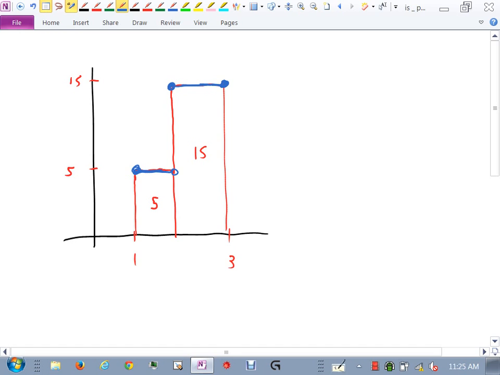Okay, everyone agree that the area under this is 5? The area under this is 15. The total area is 20, and then you divide by the length, which is 2, so you get 10. Does your function ever take on the value 10? No, right? It's 5, and then it jumps up to 15. So there are some restrictions that you have to impose before you can say that.